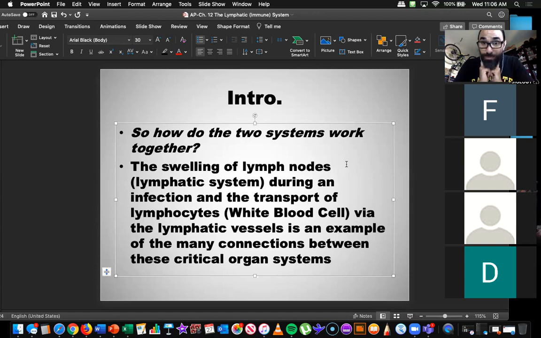So they swell up, right? They swell up when I'm sick. The white blood cell, which belongs to the immune system, responds and sends these little white blood cells through the lymphatic vessels, which belong to the lymphatic system, right? So I get sick, my white blood cell immune system sends the response team to that site of infection via the vessels we call lymph vessels. Does that make sense, guys?